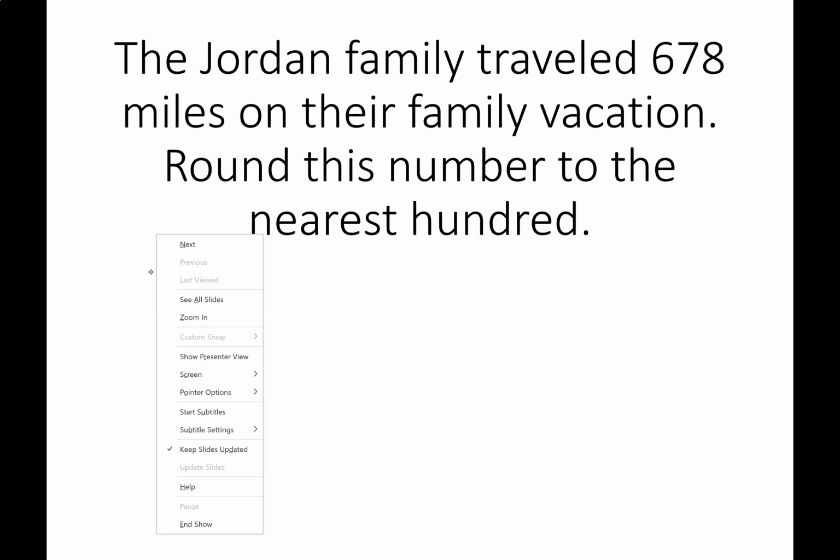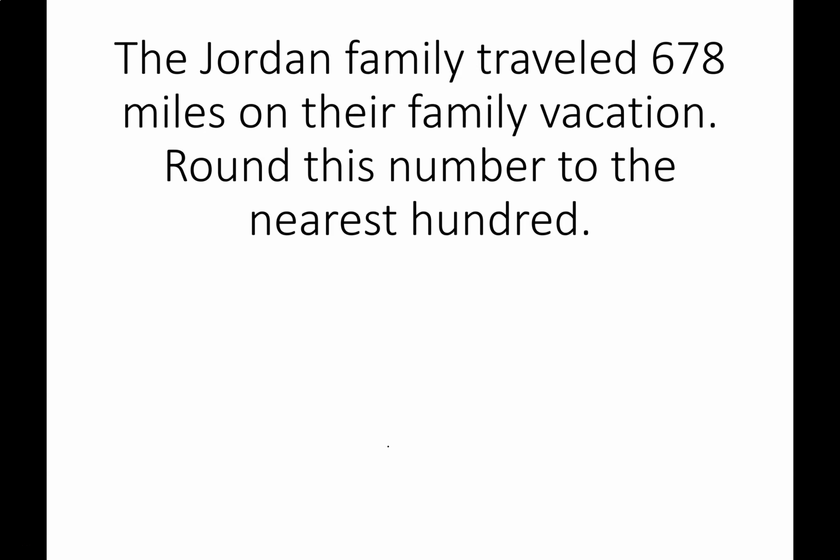So this problem says the Jordan family traveled 678 miles on their family vacation. Round this number to the nearest 100. Okay. So 678, and remember when we write kind of that wavy equal sign, that means rounding to. So 678, we're rounding to the nearest 100. When we round to the nearest 100, what place value do we look at? We look at the tens place. We have a 7 in the tens place.